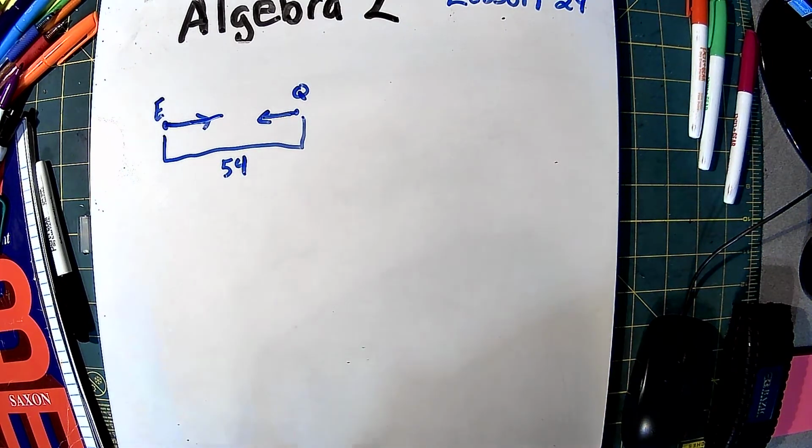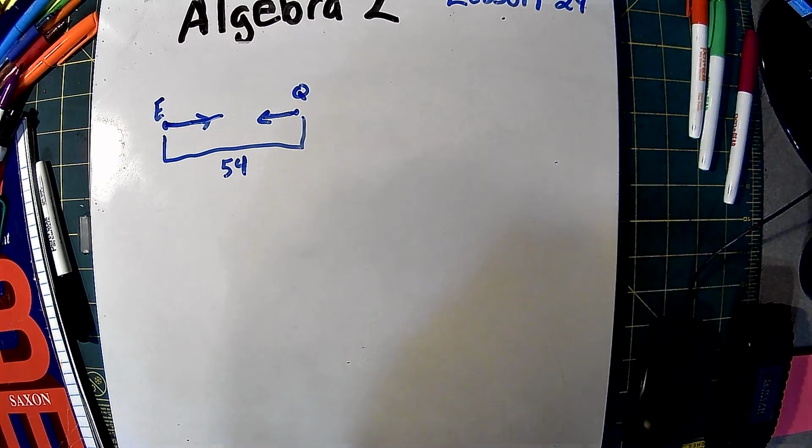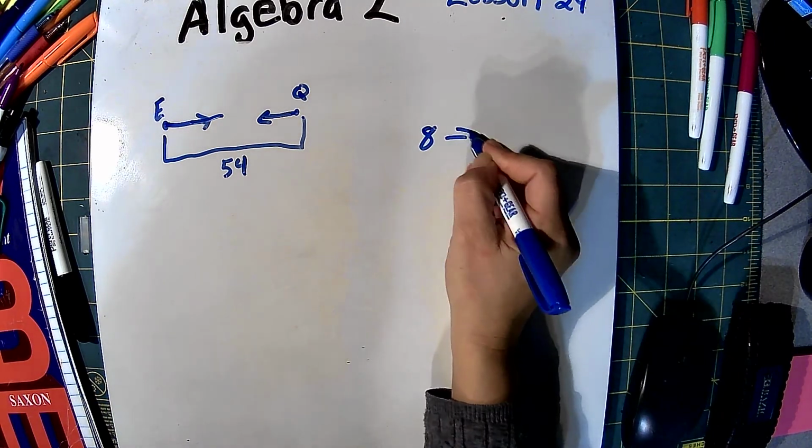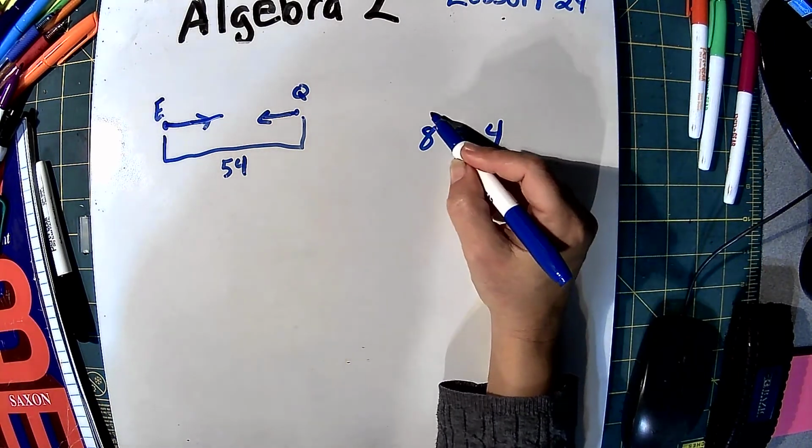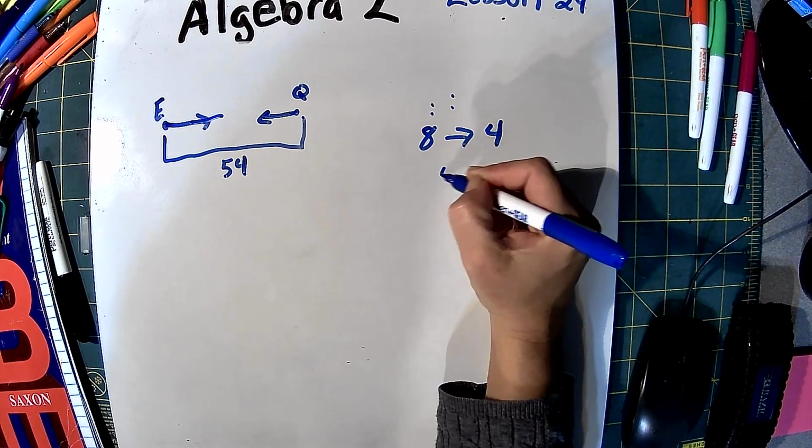All right, and it says that Edward began the journey to the meeting place at 8, at 3 miles per hour. So he started at 8 and he got there at 4. So that'll be 8, 9, 10, 11, 12, 1, 2, 3, 4, right? So he started at 8 and he got there at 4.